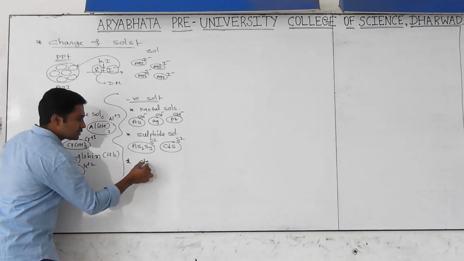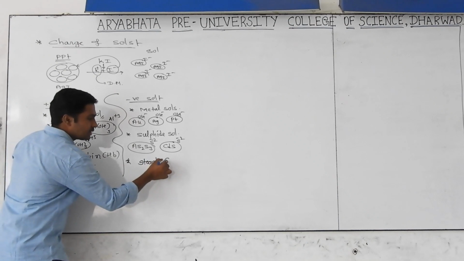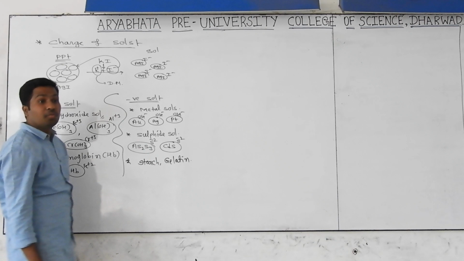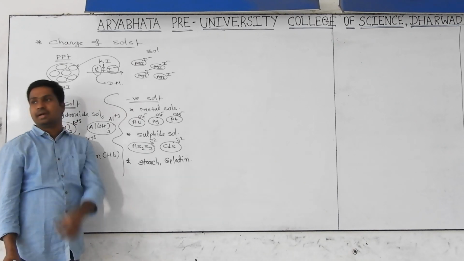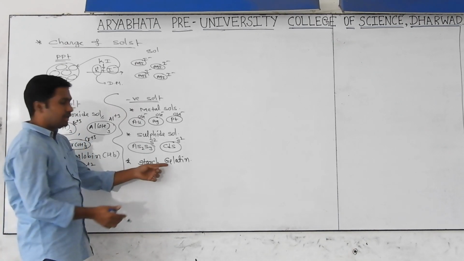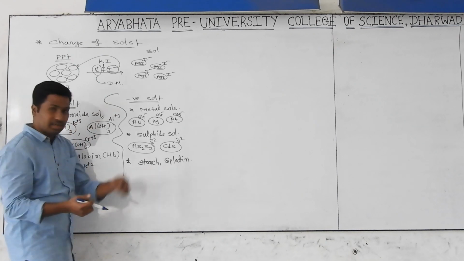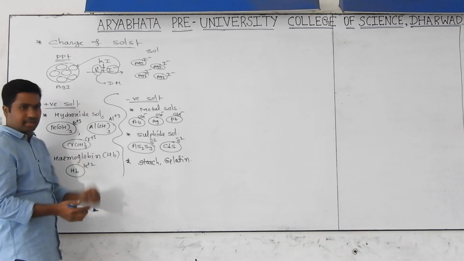If you take starch sol as well as gelatin sol. Gelatin, I told already, is a highly protein-rich food item. I told that it is like, which one? Halwa. Yes, it is another one like that. A high protein content food it is.